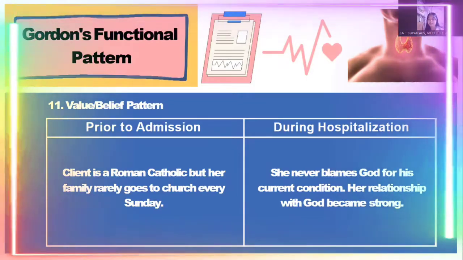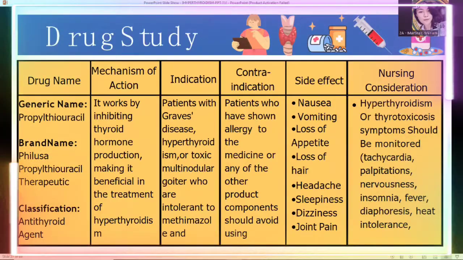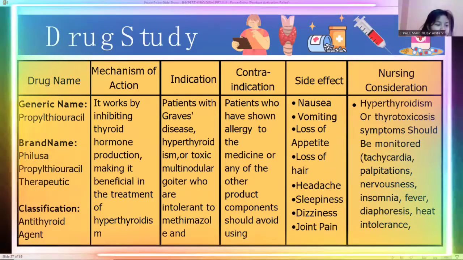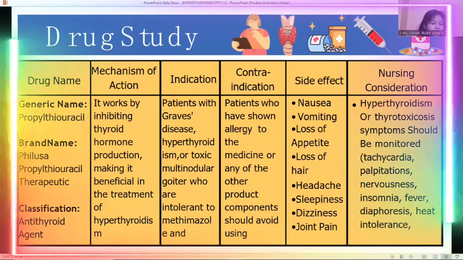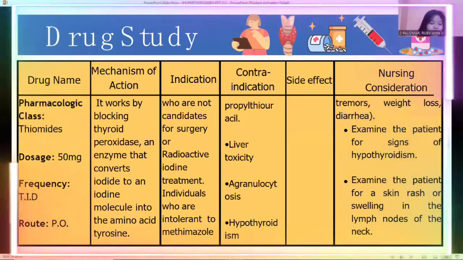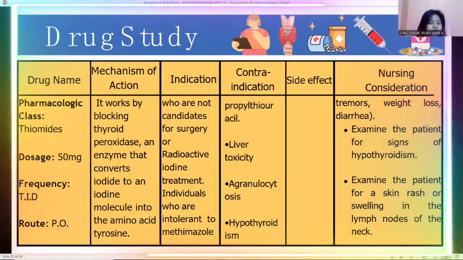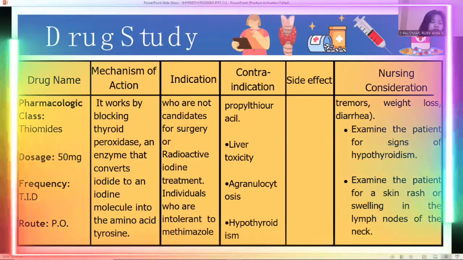And here is Miss Palomar to discuss the drug study. For our drug study, the first medication is propylthiouracil, and the brand name is Propylthiouracil Therapeutic. Classification is anti-thyroid agent. Pharmacology class is thioamides, dosage 50 mg, frequency TID, route of administration PO.